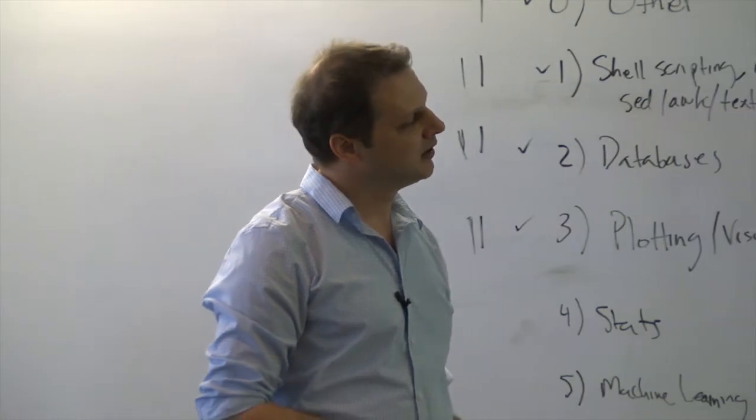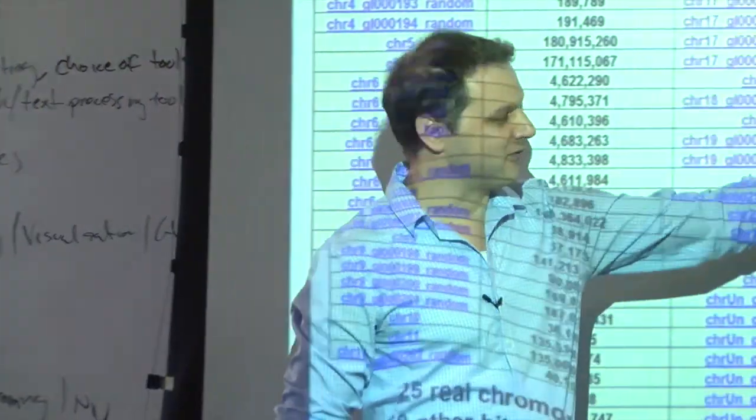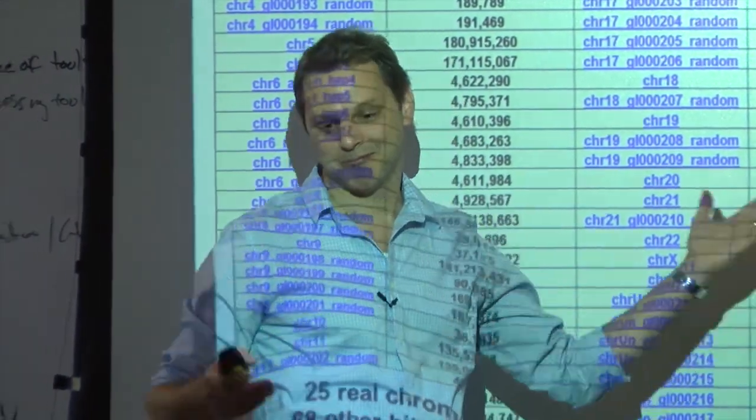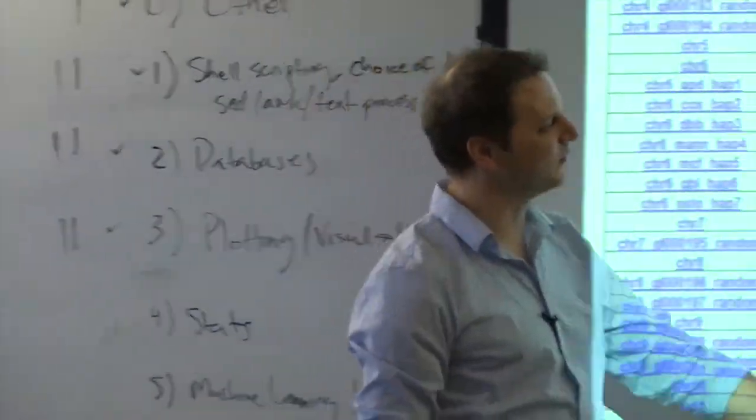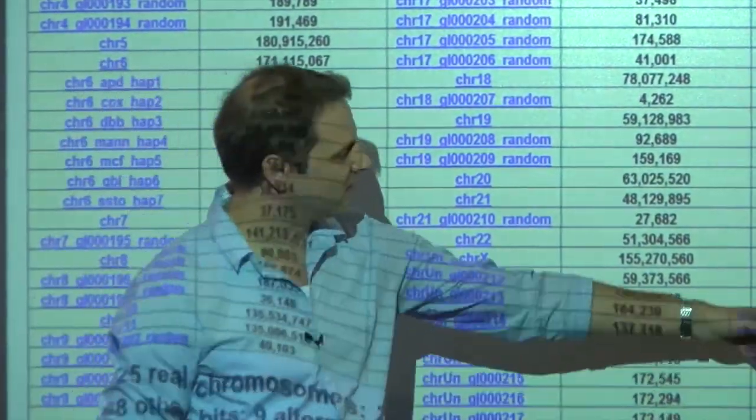So there are these random bits of DNA floating around that can't anchor, but we know which chromosome they're on. There are other bits of DNA that we have no idea where they come from. We think they're human, but they don't join with anything. So there's all these chromosome unknowns. You see most of these are fairly short.